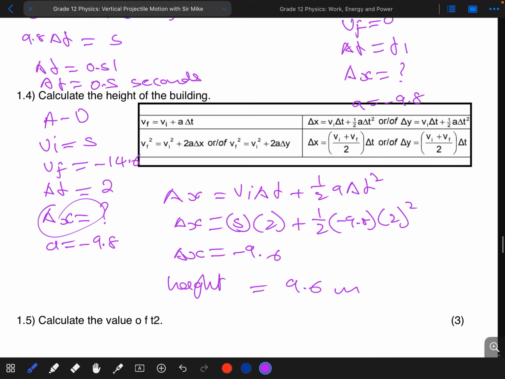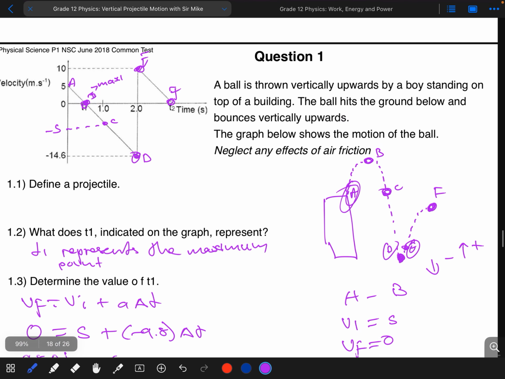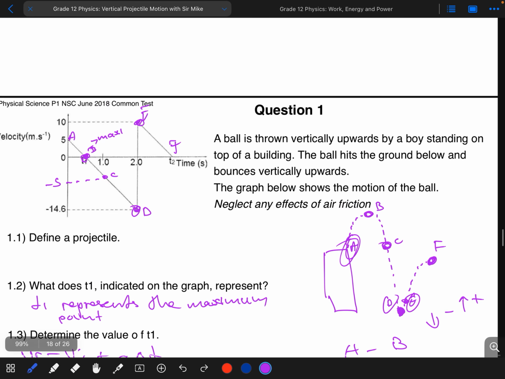Now, where is T2? In this case, your T2 would be when your object reached that point F. I know that at this point, that was after 2 seconds.